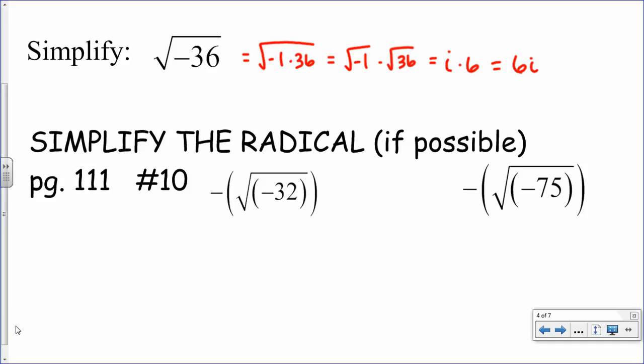Okay. So order of operations, you have to do parentheses first. So I'm working on the inside first. I'm just leaving this negative out here. This negative is not under a radical, so it's not an i, it's just a negative.